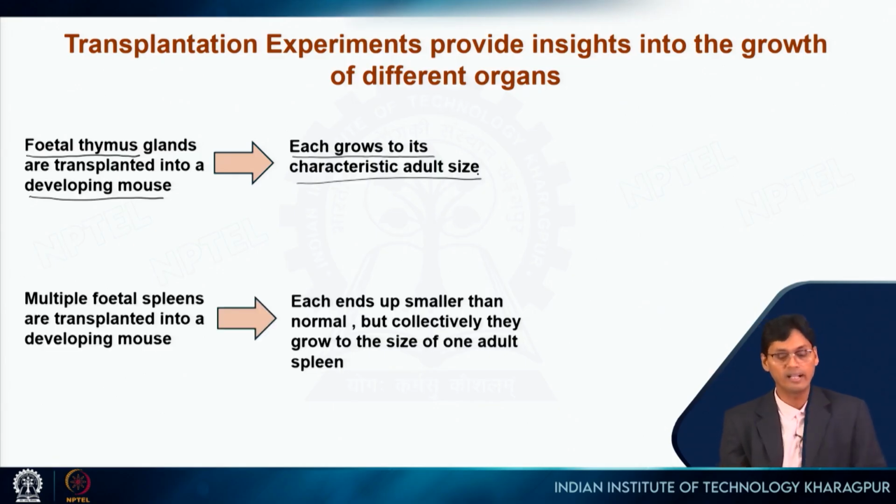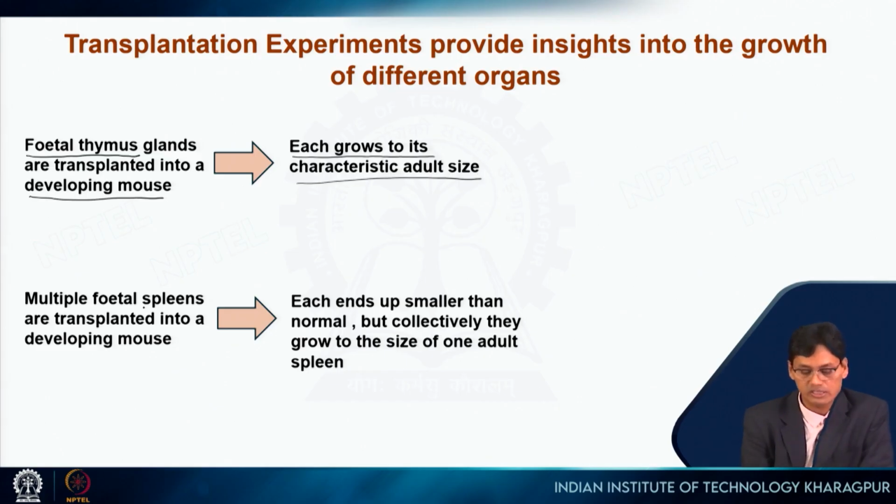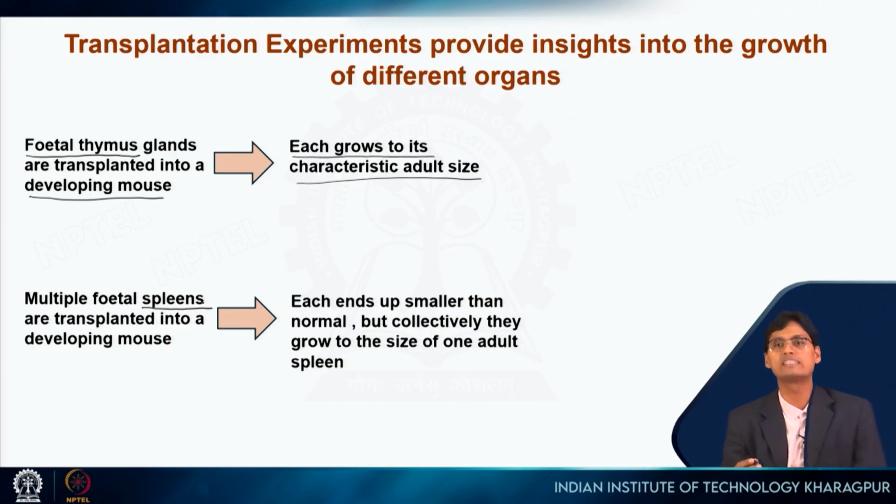On the other hand, another organ, which is also part of our immune system, the spleen. This is a secondary lymphoid organ, right? Here many immune cells get stored inside our body. Now multiple fetal spleens are transplanted into a developing mouse. Same experiment, but instead of thymus, here we are transplanting spleens, and the result is completely different. Each of those ends up smaller than normal spleen size, but collectively they grow to the size of one adult spleen.